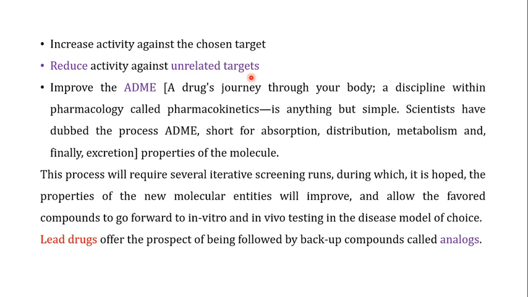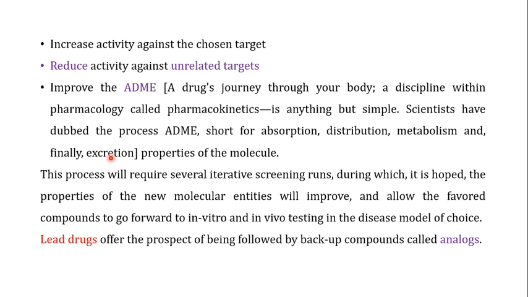Now, one of the important things that the medicinal chemists do when they are focusing on the structure activity relationship is that they want to improve the ADME properties of the drug. What this ADME means is, when you talk about the drug's journey through your body, a discipline within pharmacology known as pharmacokinetics. The pharmacokinetics tells you about the ADME properties of the drug. ADME is anything but simple: the A is short for absorption, the D is for distribution, the M is for metabolism, and the E is for excretion.